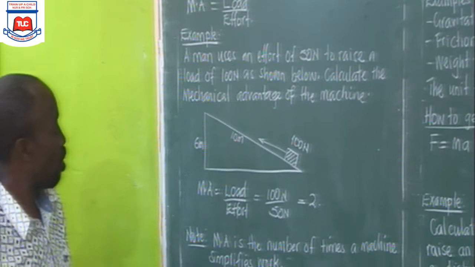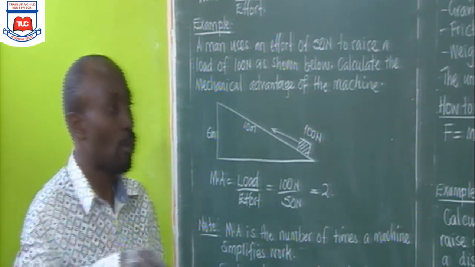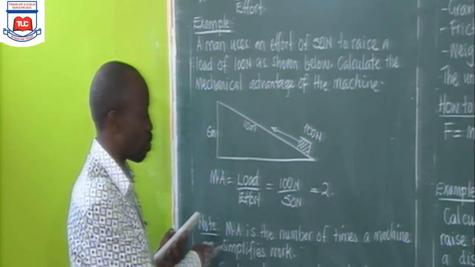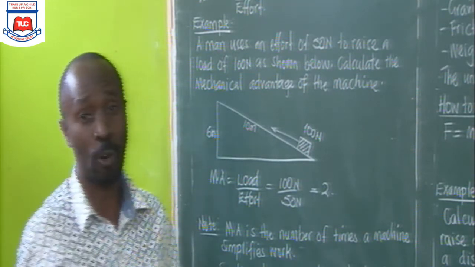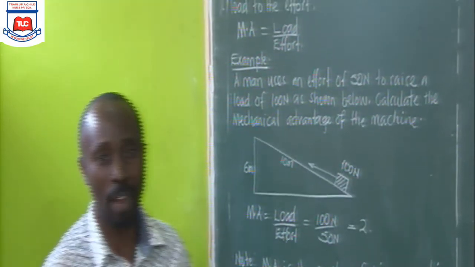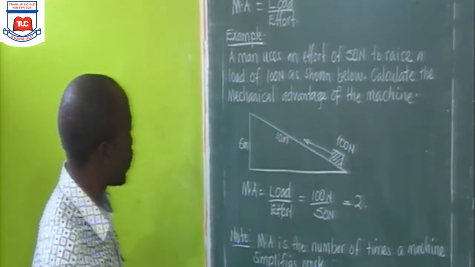Now, one of the advantages of mechanical advantage is that it helps to simplify work. Here we shall look at the number of times it simplifies work. So it is another way of defining mechanical advantage: the number of times a machine can simplify work. Okay? So let's have an example.